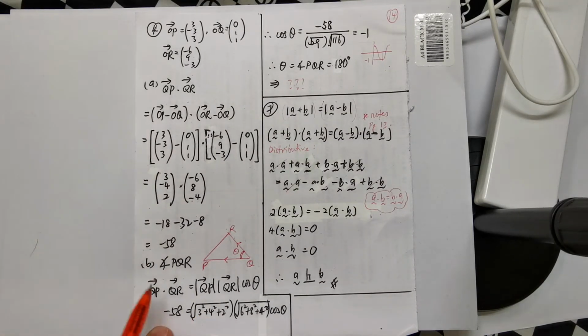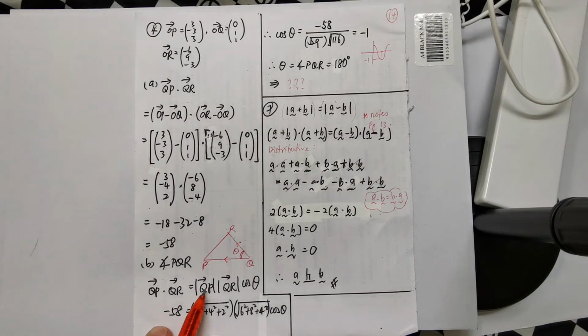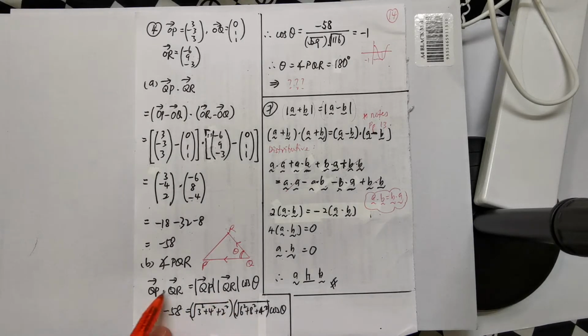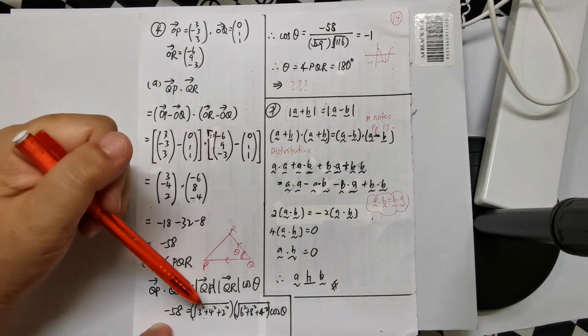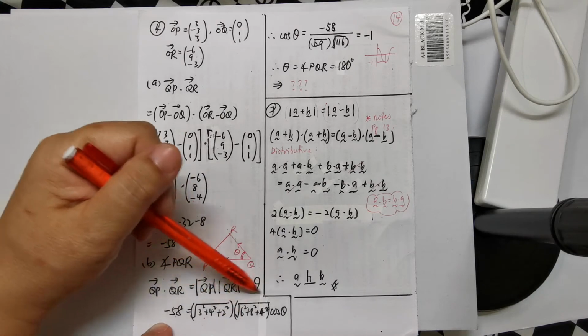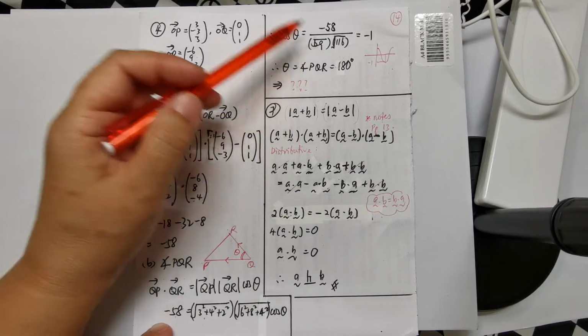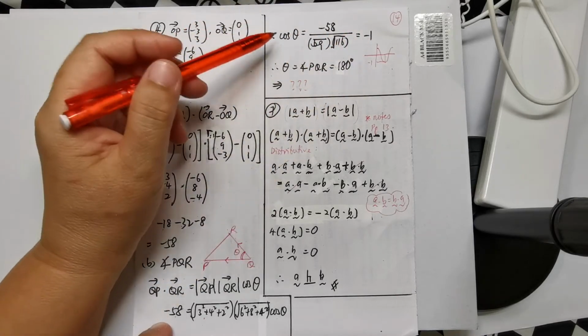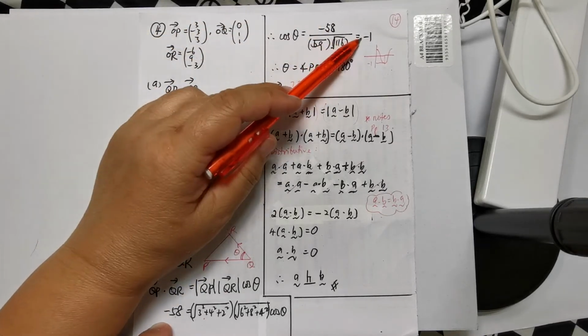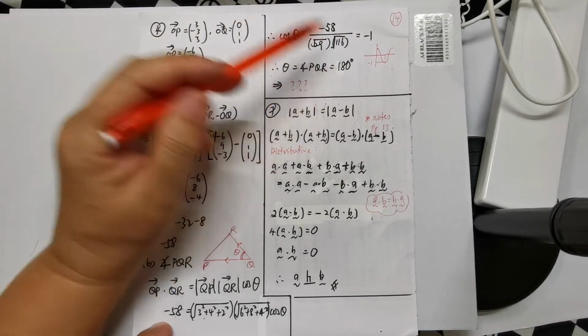All right, now QP dot QR, the formula is modulus cos theta. So QP dot QR is negative 58, right? Just now calculated already. Modulus for QP, modulus for QR, cos theta. All right, so cos theta will be negative 58 over square root 29 times square root 116. So shift it here. And if you use a calculator, you get that the answer is negative 1. Cos theta equals negative 1, so theta is 180.